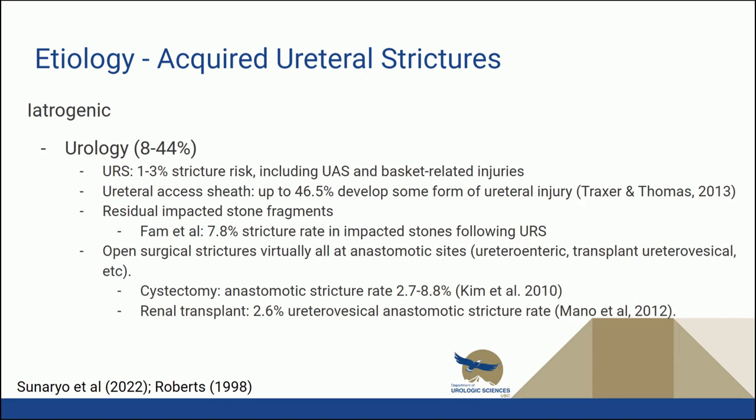Cystectomies, in a study by Kim et al. in 2010, looked at a large American population. I don't have the numbers noted down, unfortunately, but anywhere from 2.7 to 8.8% of cystectomies are complicated by anastomotic strictures. And Mano et al. in 2012 described a 2.6% ureterovesicle anastomotic stricture rate in renal transplantation, in a series of 1,004 patients.